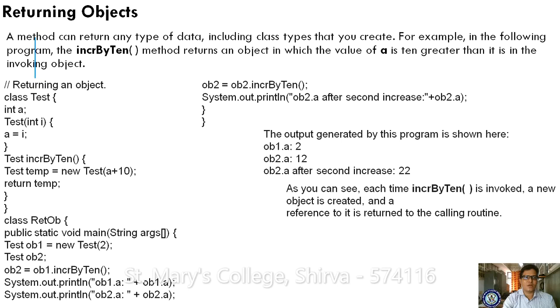And next, our concept is returning objects. This question is also asked. You are supposed to go through it. Now, returning objects: a method can return any type of data, including the class type that you create. Whatever class type you created, that can also be returned. To understand it better, you should go through the program carefully.